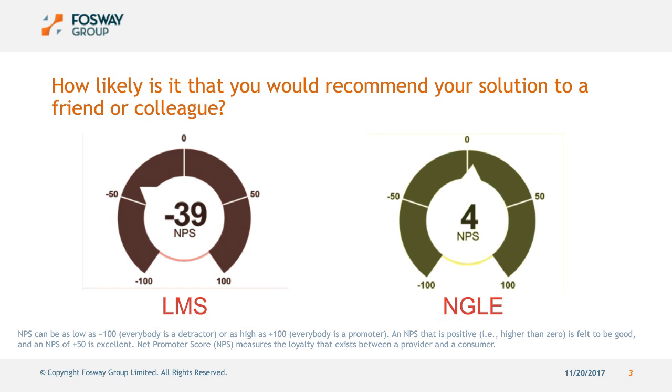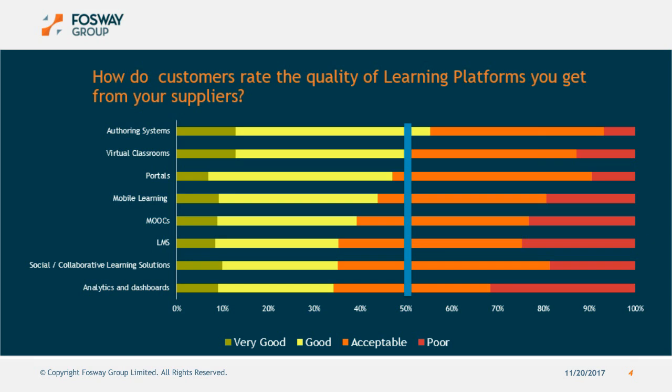and that's the sort of thing that most organizations are trying to target. And I think it's really interesting that it's not just the platforms around digital learning that we struggle with. If you look at some research we did from the start of this year around the quality of learning platforms, all the green color is good, all the orange and red are acceptable to poor.